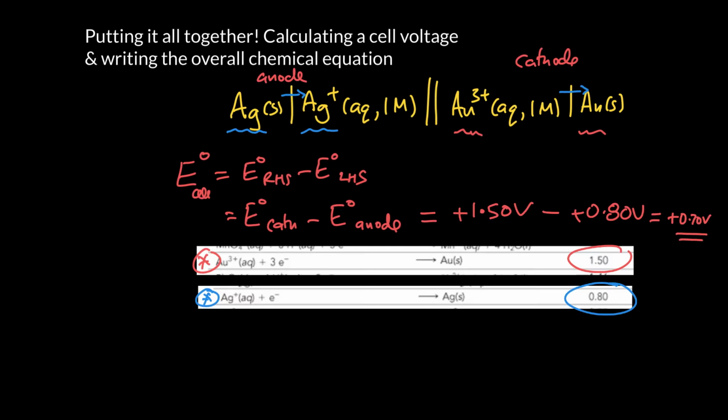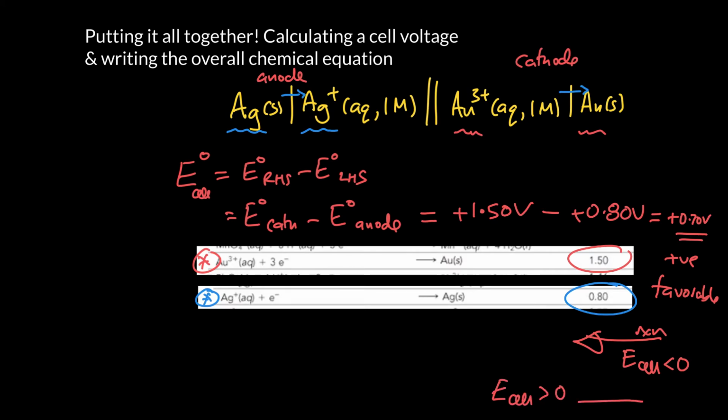So it is positive, which means that it is favorable. That means that essentially the reaction proceeds as written. And if we ever calculate a negative voltage, it just means the reaction is not favorable forwards. It just means that it's favorable backwards. So if we got E cell less than 0, it would mean the reaction proceeds in the opposite direction. However, if we get E cell greater than 0, it means the reaction is spontaneous in the forwards direction. So if we get a negative voltage, it just means our anode and our cathode are actually switched around. So that is pretty awesome.